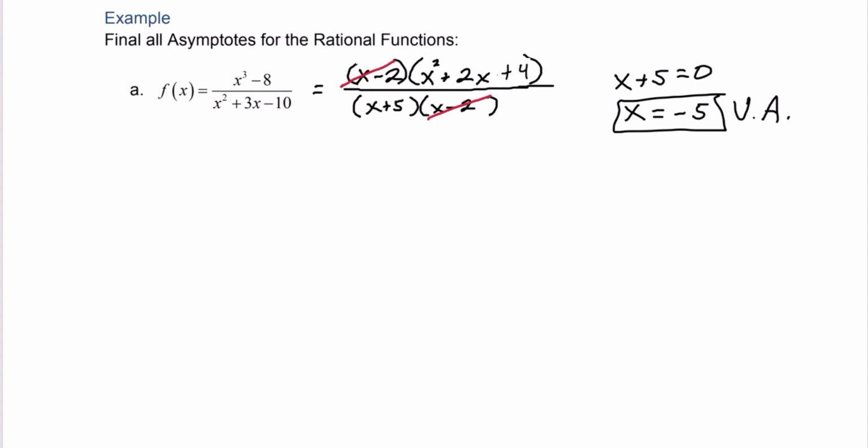Remember that the factor that reduces out, the x minus 2, indicates that there's a hole at x equals 2. That is not a vertical asymptote. To find the horizontal asymptotes, we compare the degrees. Since the degree of the top is 3 and the degree of the bottom is 2, the top has a higher degree, there's automatically no horizontal asymptote.